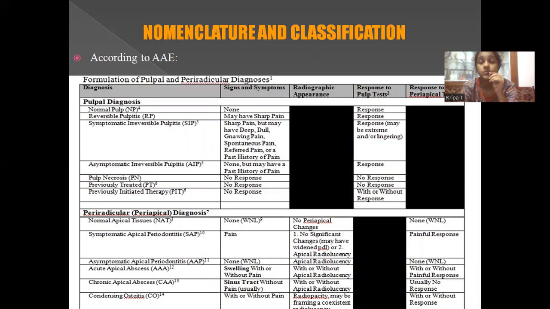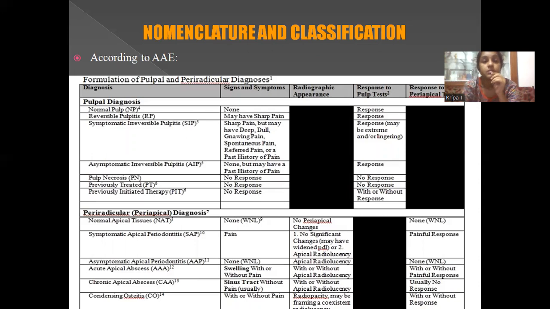That's why, when you do a vitality test, we suggest you do it on a control tooth first. This is to understand how the patient normally responds. Then only can we compare it with an affected tooth. Is that clear? Now for reversible pulpitis, there will be a sharp pain, but it is very momentary. The pulp test will respond, but as soon as you remove the stimulus, the pain will also disappear.